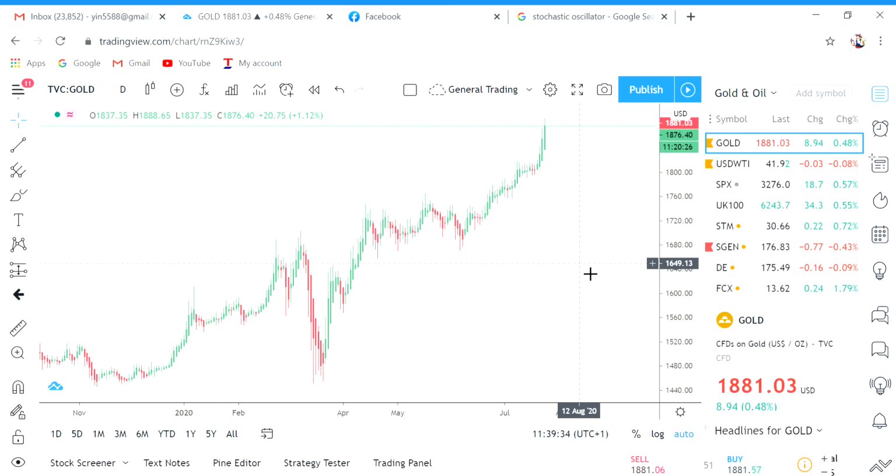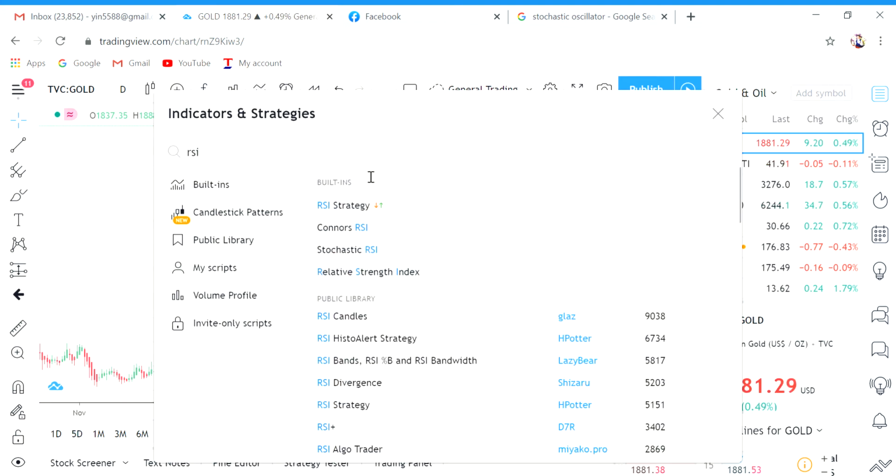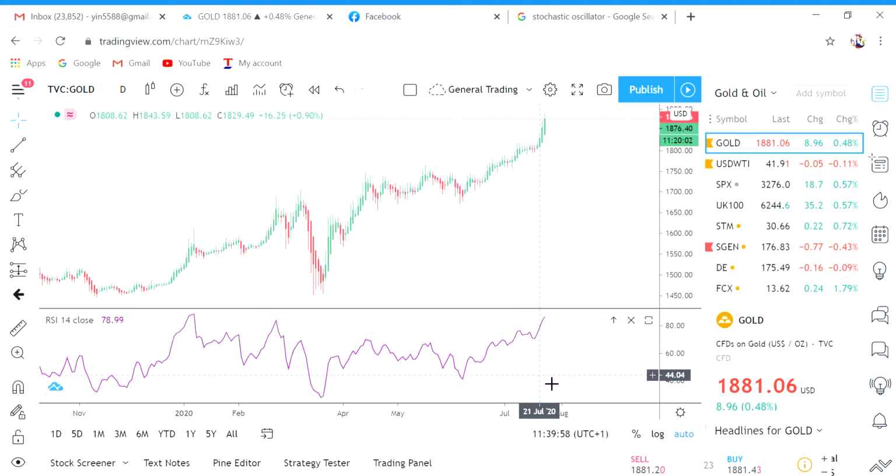But anyway, let's get onto these indicators. Just allow me to stress again: always trade with the trend and with the price action, and then you use the indicators to guide you. Number one, RSI, Relative Strength Index. You type in RSI and click on Relative Strength Index, and this comes up. Mostly I use it for overbought and oversold.